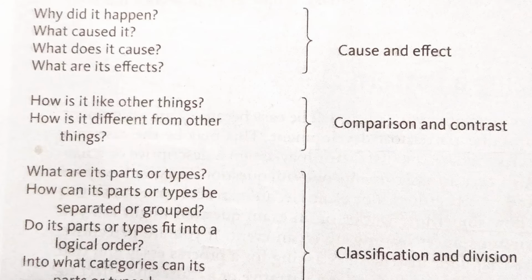And the next one is why did it happen, cause and effect. If somebody asks us the question why, at that time he is trying to find out the reason, cause and effect. This is called the cause and effect pattern of writing, and it comes under arrangement. So let me read out some other questions also. Why did it happen? What caused it? What does it cause? What are its effects?